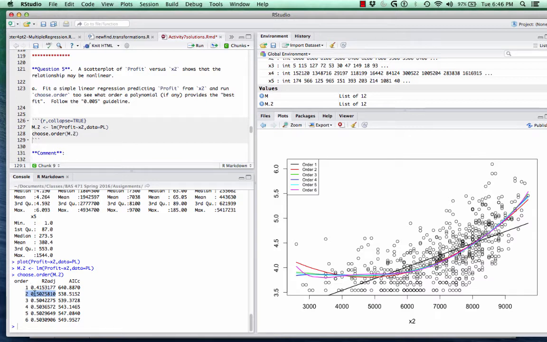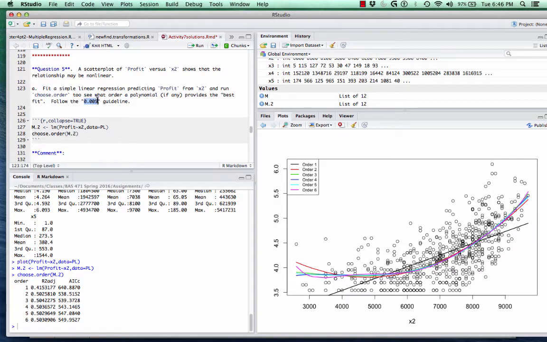So going to order 2 makes the r-squared adjusted go up to 0.504. Order 3 makes it go up a little bit higher. And then actually adding higher order powers doesn't really help it out. It causes the r-squared to actually get a little bit worse. So, all right, what order do we pick?